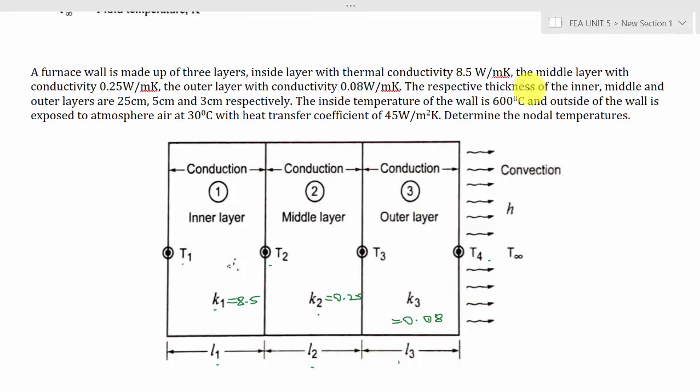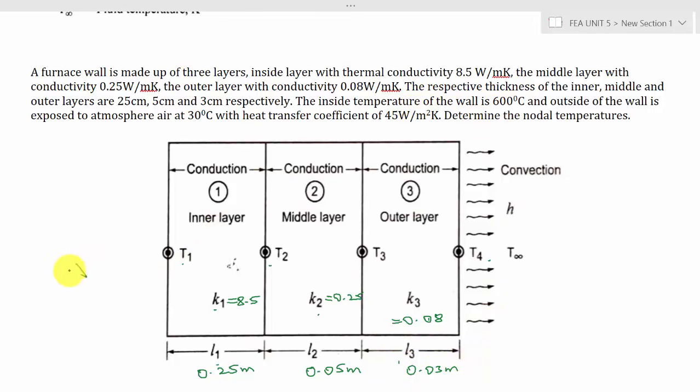The respective thickness of inner, middle and outer layers are 25 centimeters. So inner thickness is 25 centimeters, so it is 0.25 meter. As I told earlier, I am going to substitute everything in meter. Then the middle layer thickness is 5 centimeter, it is 0.05 meter, and 0.03 meter respectively.